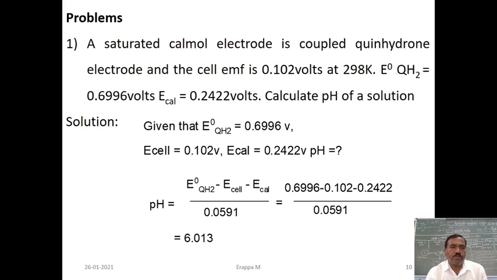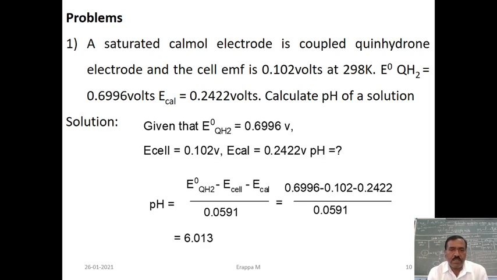So here are some problems. A saturated calomel electrode is coupled with a quinhydron electrode and the EMF is 0.102 volts at 298 Kelvin. E0 for quinhydron is given as 0.6996 volts. E calomel is 0.2422 volts. Calculate the pH of the solution.